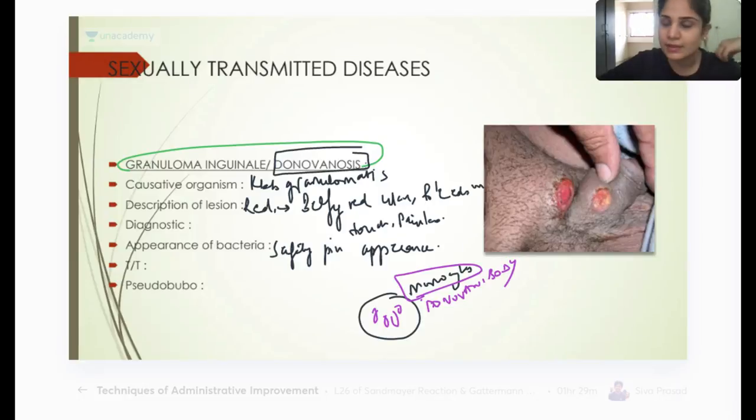Okay, what is the drug of choice for treatment in this case? Yes, so you have two drugs. One is doxycycline and the second one is azithromycin. Okay, and anyone, what is bubo and what is pseudobubo? What is the difference between bubo and pseudobubo?